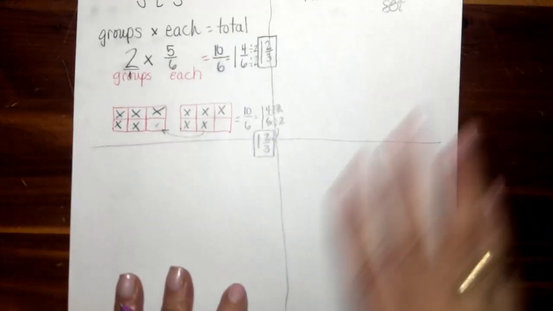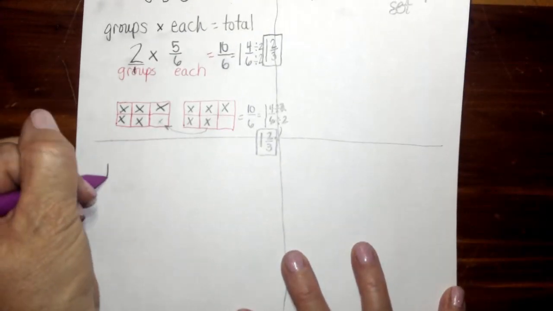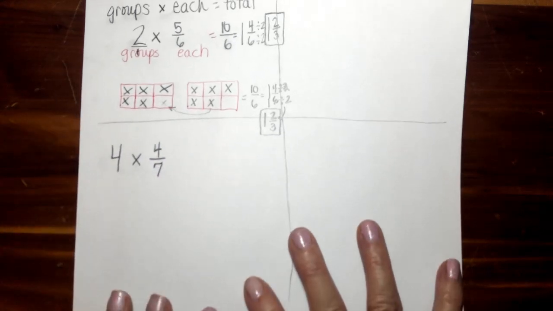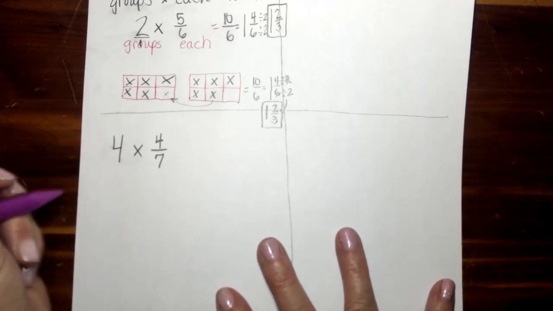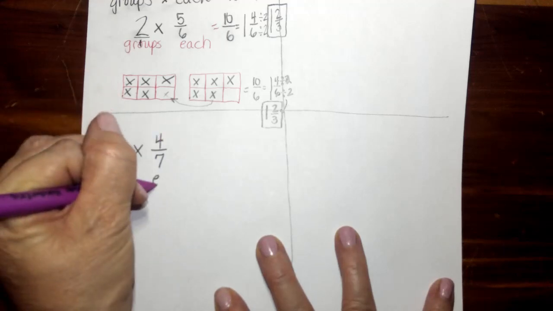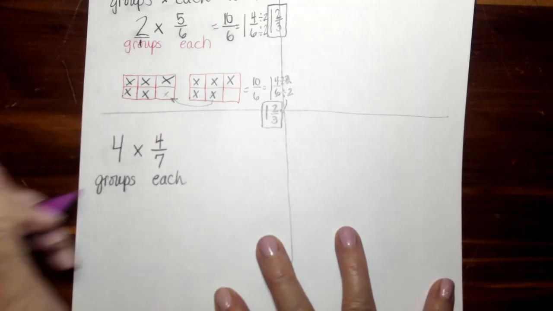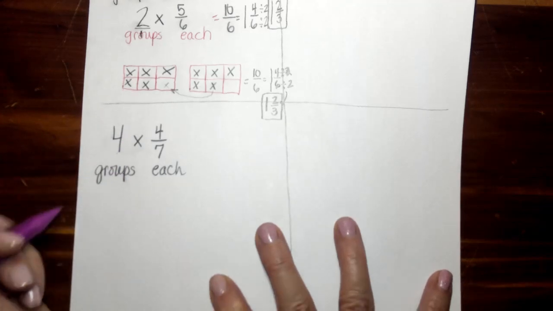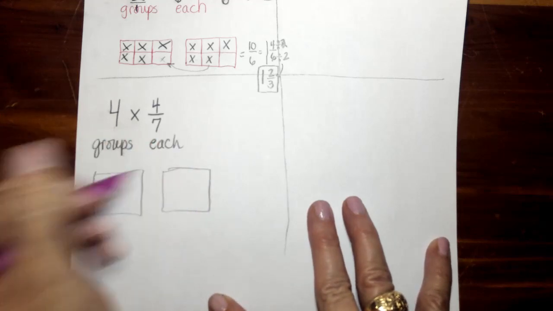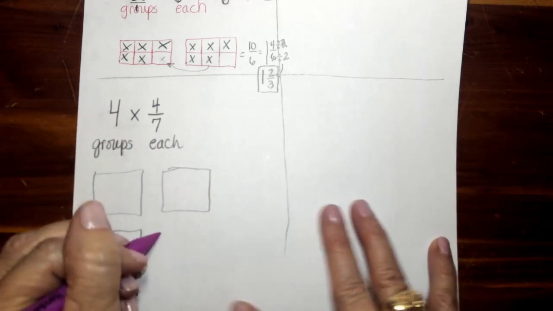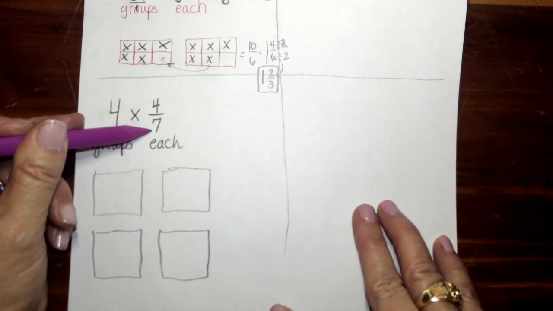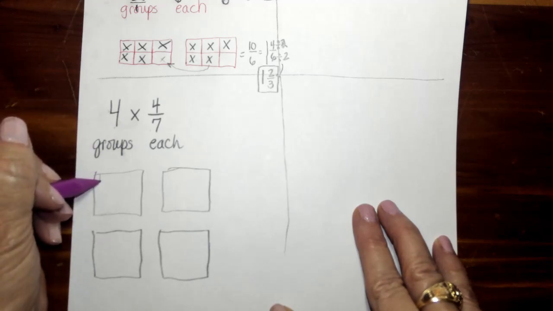Let's try another example for our notes. This time we're going to do 4 times 4/7. It's kind of a strange fraction, kind of an awkward number to work with. But what that really means is that we have 4 groups with 4/7 each shaded. So what I want to do is start by drawing 4 boxes. So I have 1, 2, 3, 4. My denominator tells me how many equal pieces, so I'm going to cut this into 7 equal pieces.